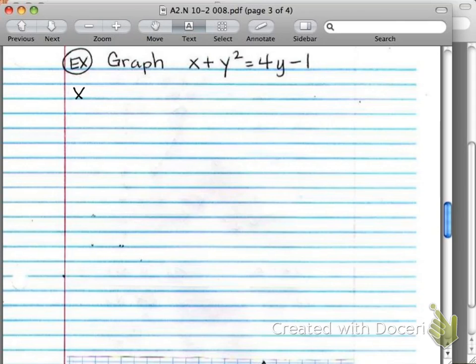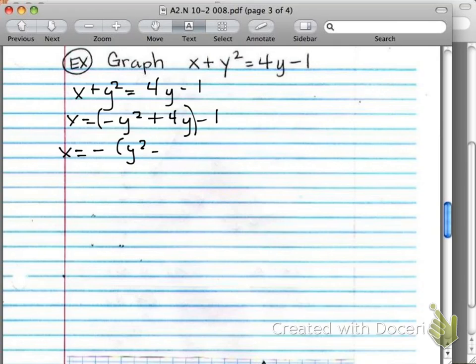So I'm still going to complete the square like normal. But I want x by itself, so I've got to subtract the y squared from both sides. So now I have x equals negative y squared plus 4y minus 1. Just like before. Anybody lost on that? All I did was subtract y squared from both sides. Put in parentheses and leave out that negative 1. Okay? Now you have x equals, what do I got to take out of there? The negative. And that's going to give me y squared minus 4y.